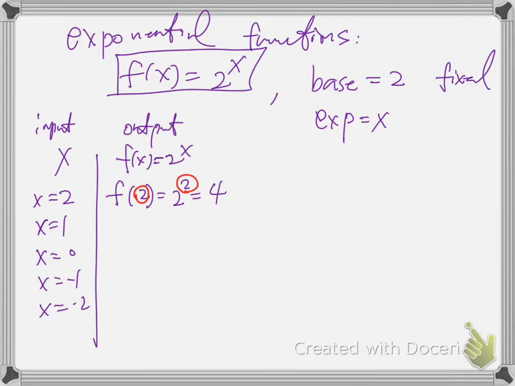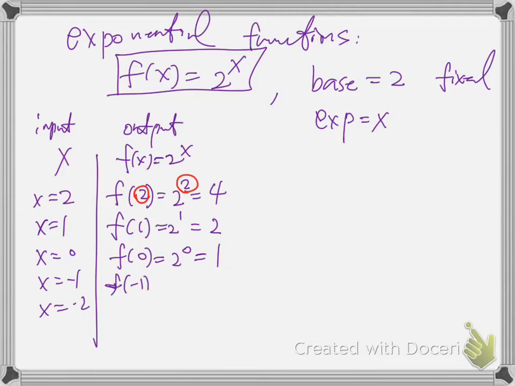And then the second one, f of 1 is 2 to the first power, so 2. Same base, and then we change the exponent. So f of 0 is 2 to the 0 power, which is 1. This is the definition: any number to the 0 power is 1. And then we have negative exponents.